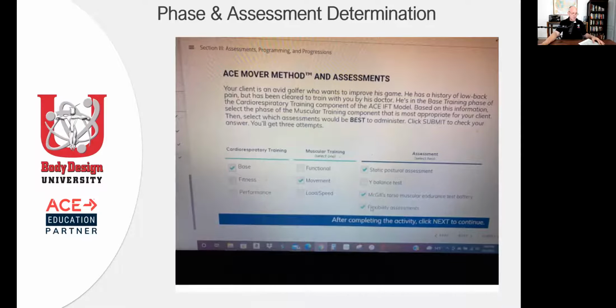Once you're done with the test and you've passed your ACE exam, you do whatever you think is most important for your client. You might not use any of this at all. It may just be the case that you look at the IFT model and go, okay, I can use a little bit of this, a little bit of that. That's not the most relevant part of it. The most relevant part is that you answer the question and understand why.